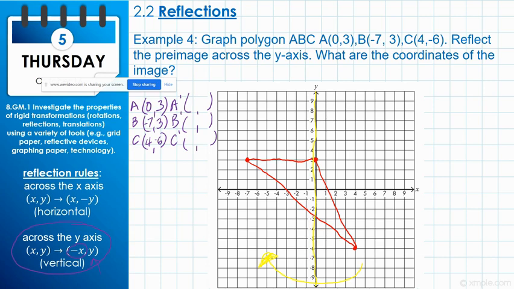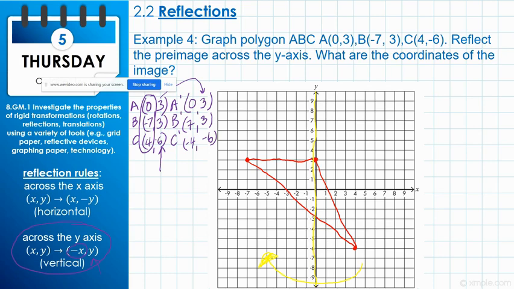So if the same y is going to be used, I'm simply going to look at my y coordinates here and move them to here. So 3, 3, negative 6. And I'll look at these x values and change them to the opposite. The opposite of 0 is 0. The opposite of negative 7 is positive 7. And the opposite of positive 4 is negative 4.